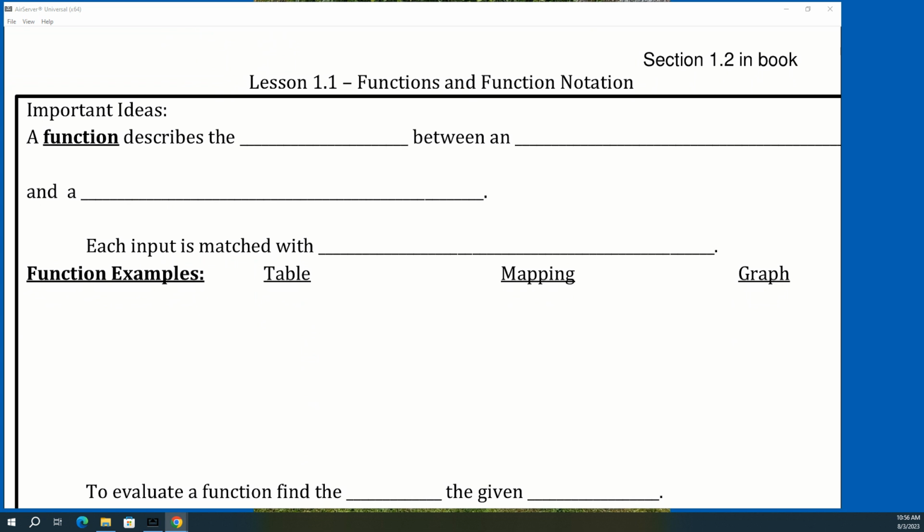And one thing I am going to try to do, the lessons aren't labeled exactly like what goes in the book, so I'm going to try to remember to always put what section of the book is in. Right now, it doesn't matter because you don't have a book yet, but you will have one pretty soon. Okay, so this is all about functions and function notation. A function is going to describe a relationship between an independent variable and a dependent variable.